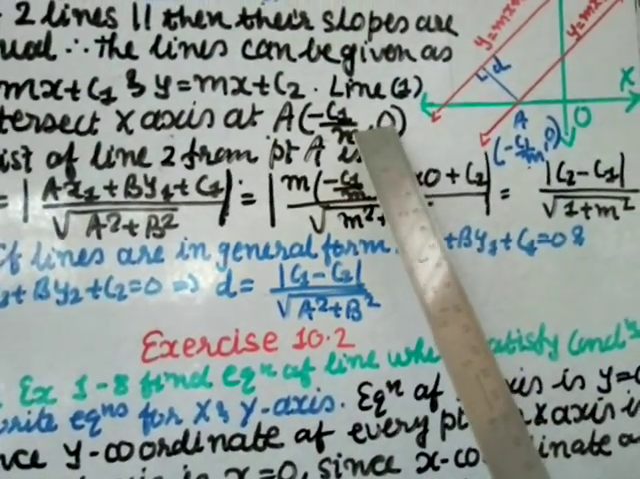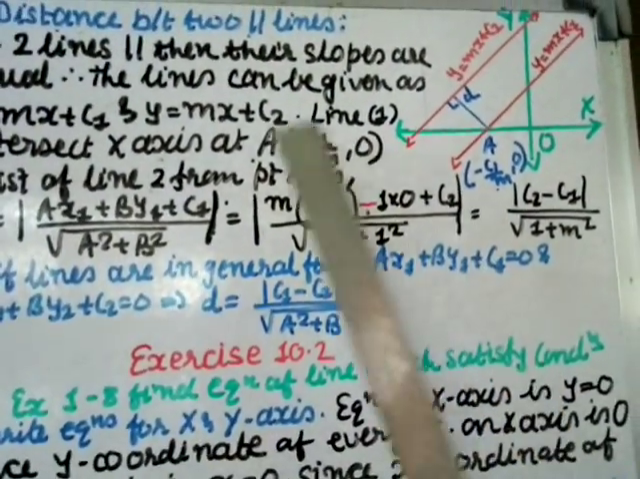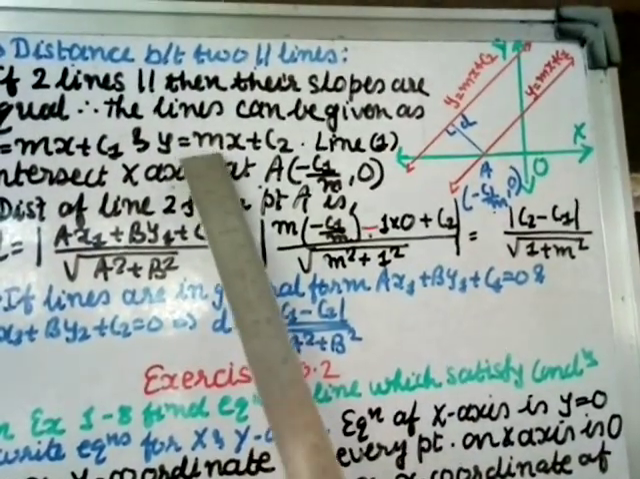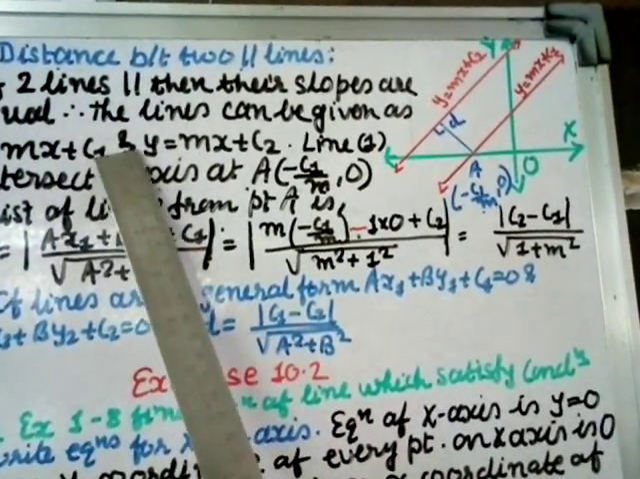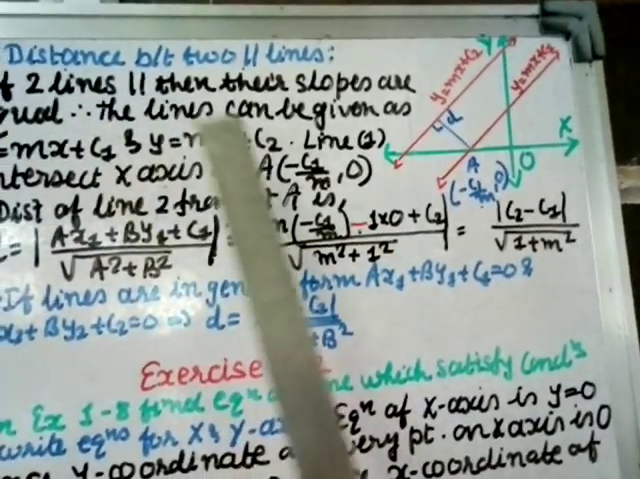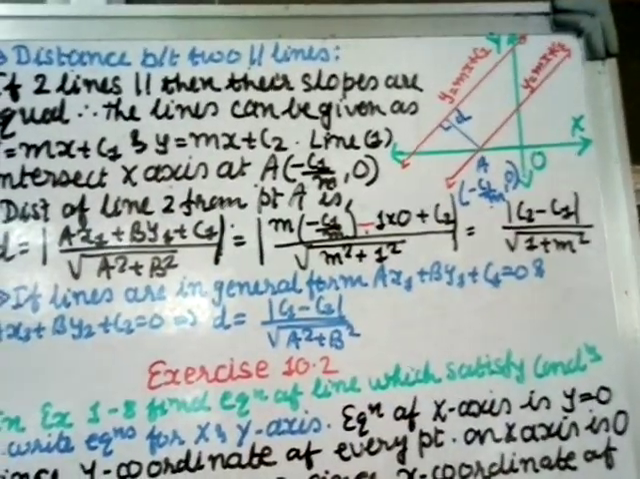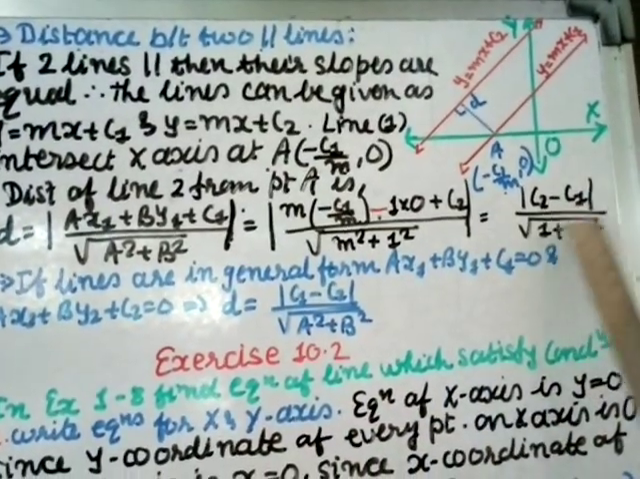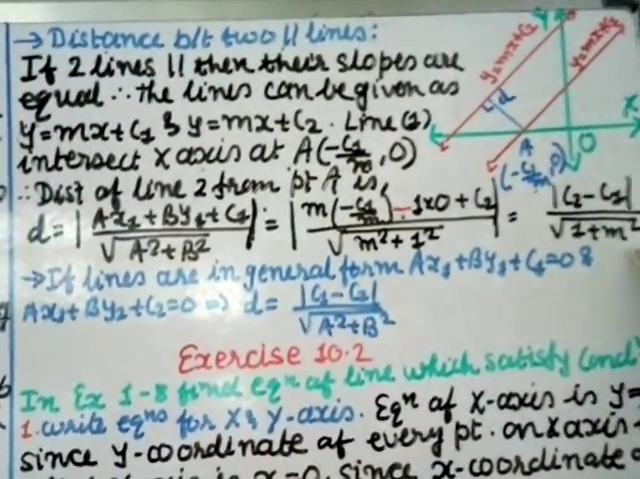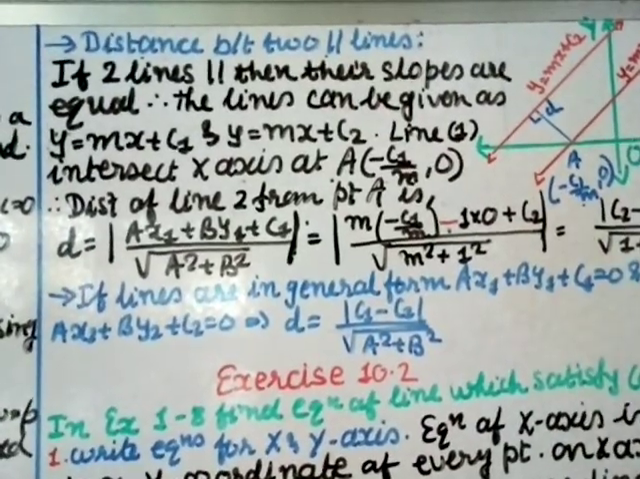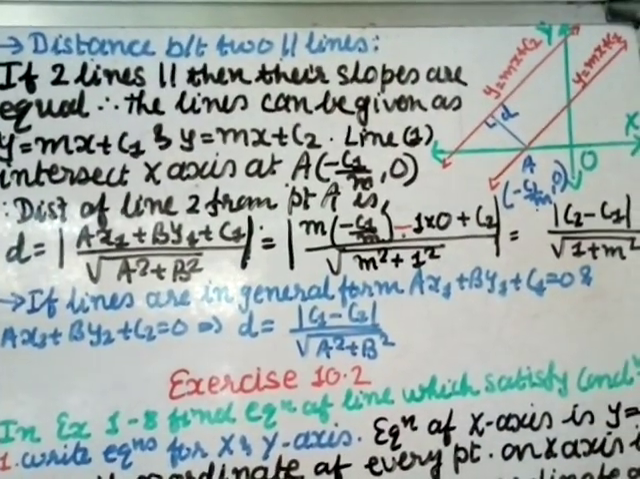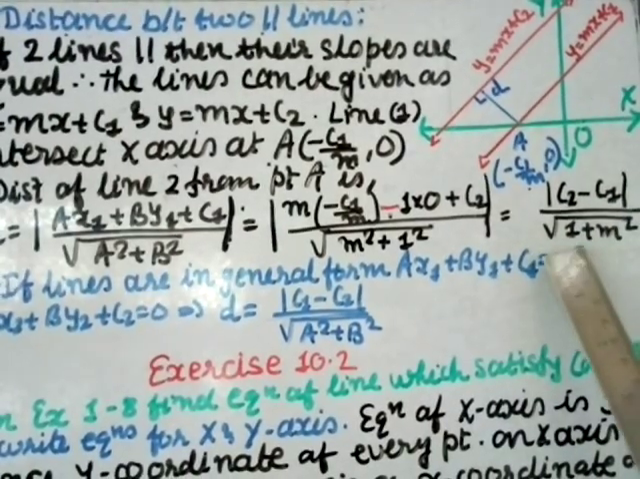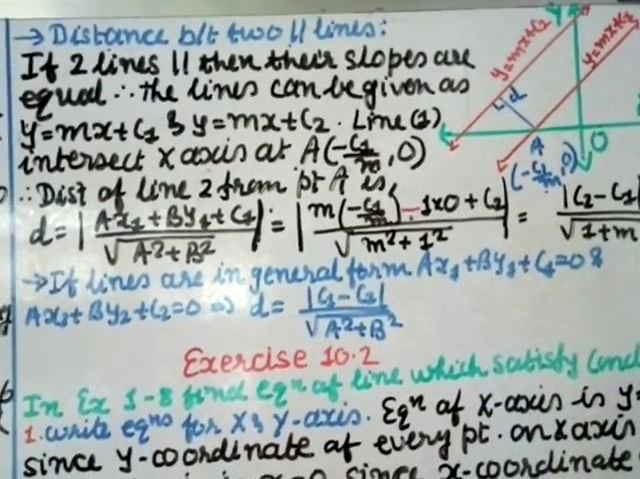Why 0? Because of this point's y value, plus this c2, divided by square root of the coefficient of x, that is m square, and the coefficient of y, that is 1 square. Actually when you transfer it is minus 1 square, but minus 1 square is also plus. So you get here c2 minus c1 divided by square root of 1 plus m square. So this is the distance between the two parallel lines. The formula is this one, modulus of c2 minus c1 divided by square root of 1 plus m square. m is the slope of the line.